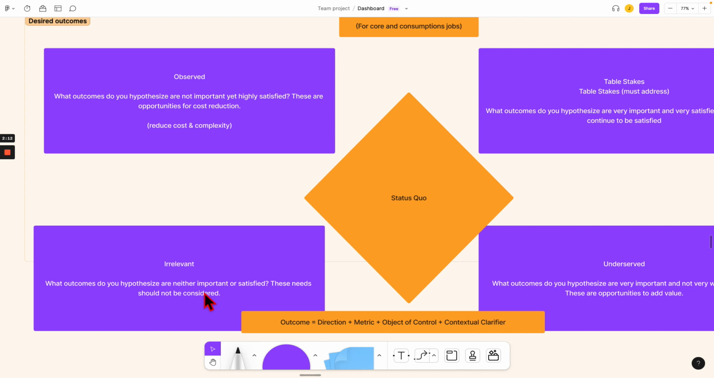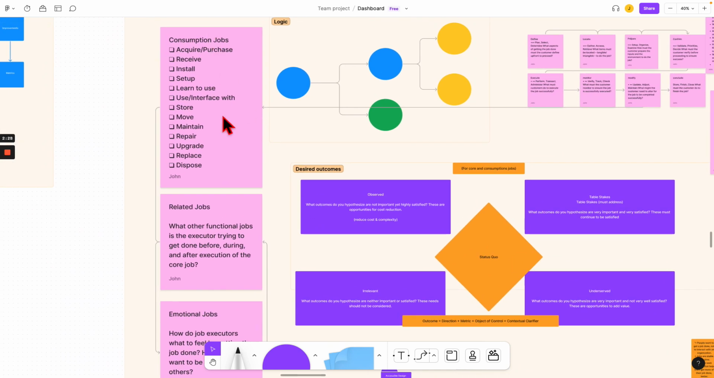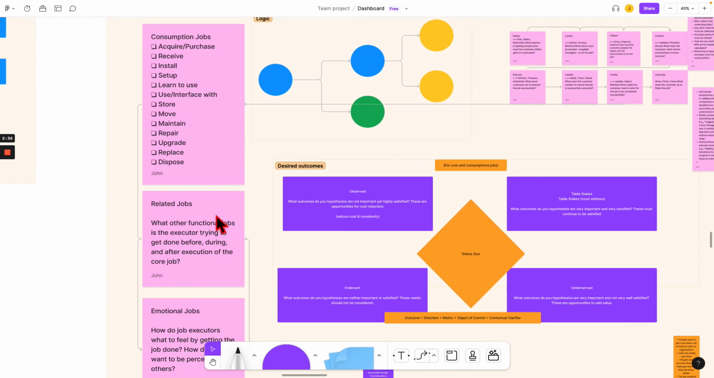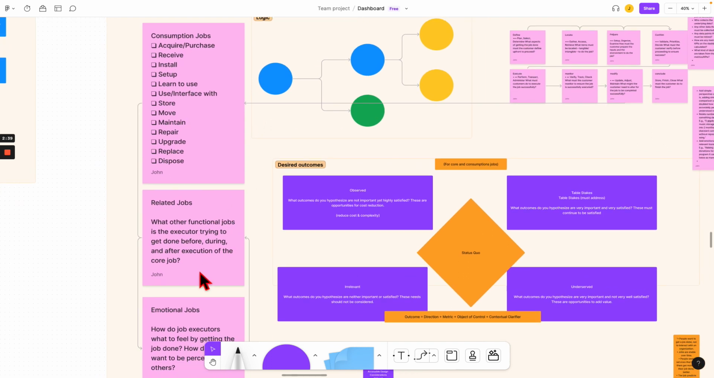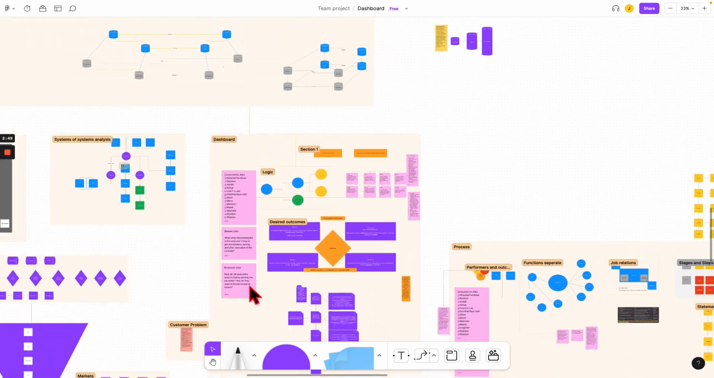If you're at the phase in your journey where you're saying everybody and everything, continue to refine, distill, until you have this very specific statement: direction, metric, objective of control, and contextual clarifier. So how do we do that, right? We have to understand the consumption jobs that the person is doing. What system and process are they using? And then we have to understand what related or secondary jobs have to be done, and what emotional jobs are being done. How does this person feel about what they're doing, and how do they perceive what they're doing, right? Do they believe in it?